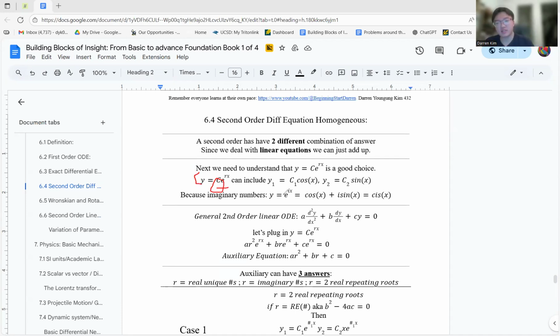Why this is a good guess is because, first of all, it gives you three cases. Sorry, I already messed up. It doesn't matter. It's my third time recording this, so I'm just going to keep on recording. All right, so what does that mean? There's three. For a second order ODE, there needs to be two solutions.